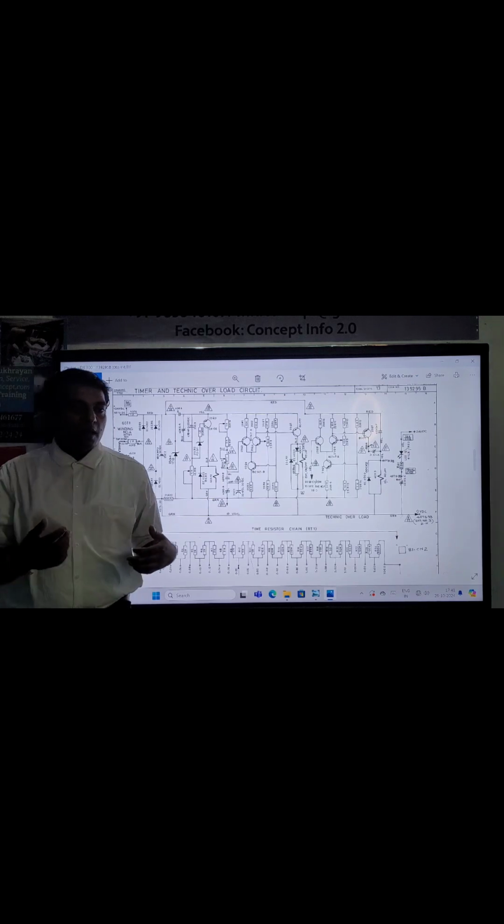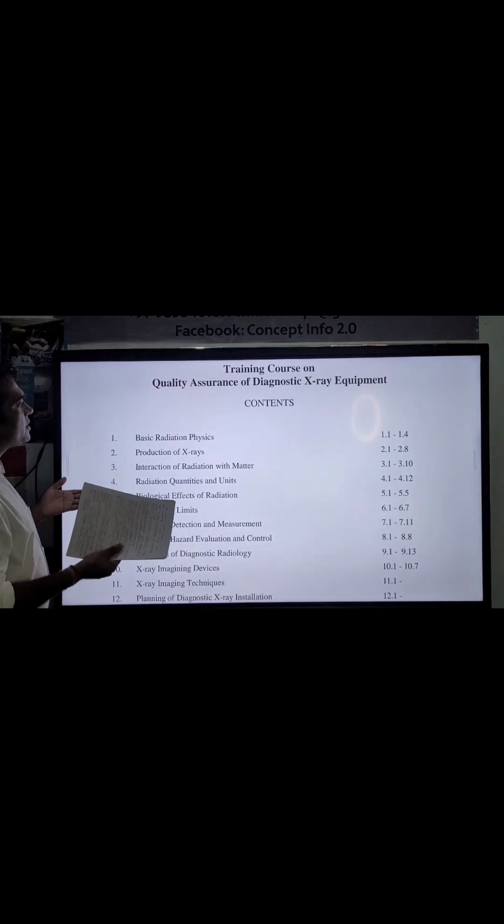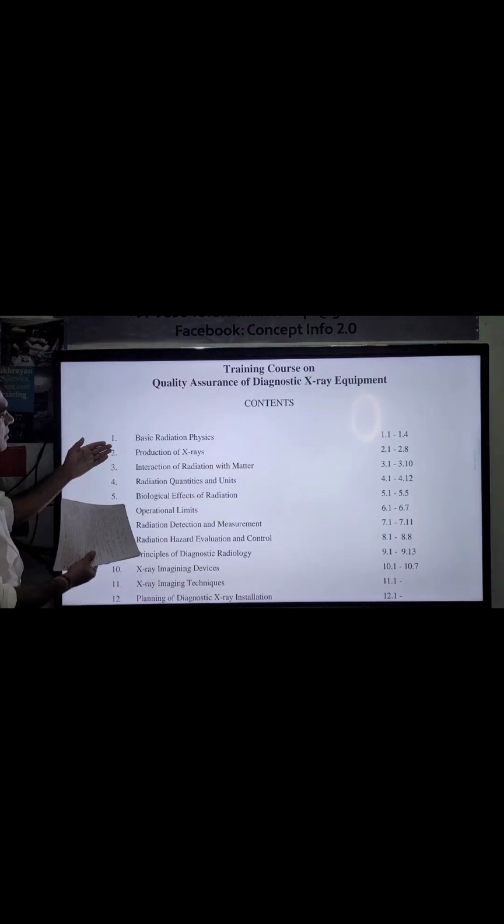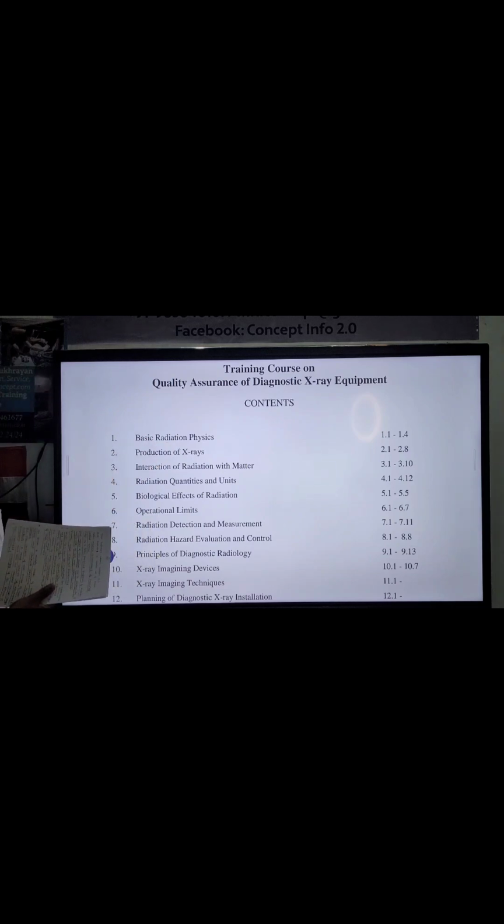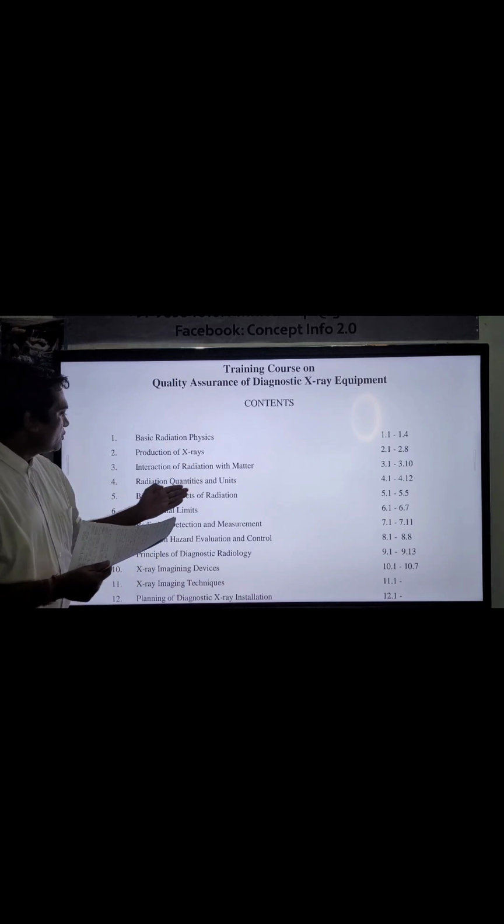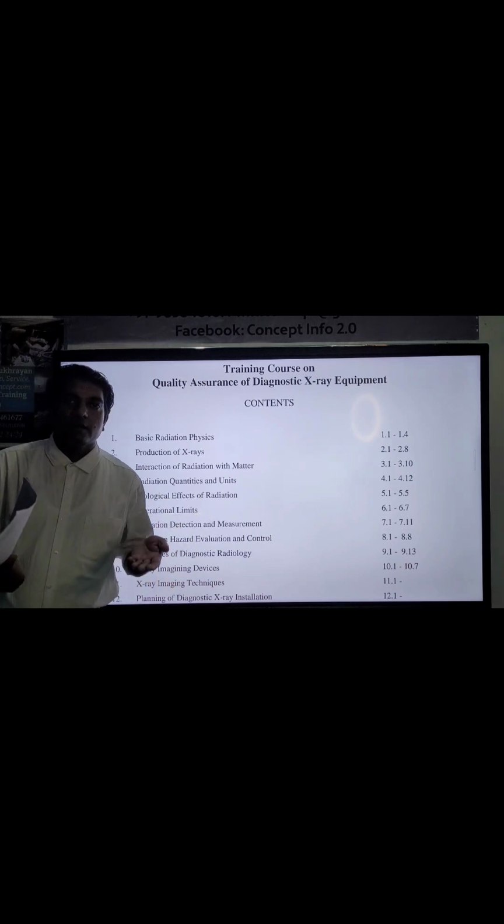Before that I will describe the basic electronics, how the electronics components work, and I will also describe the QA course for diagnostic X-ray. I will cover all these topics: basic radiation physics, production of X-ray, interaction of the electron with matter, and quantities and unit, and biological effect of the radiation. I will describe all. Before that I will describe about the atom.